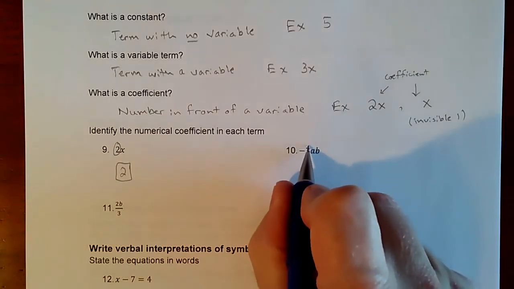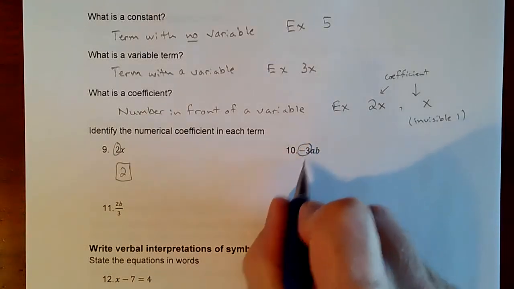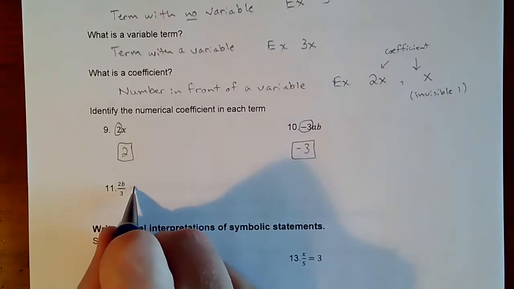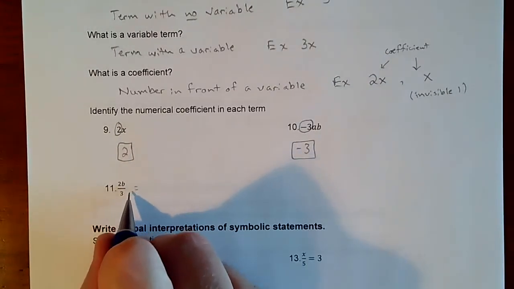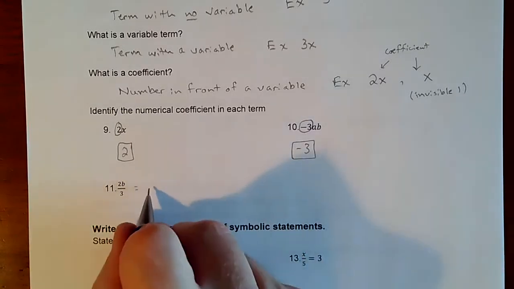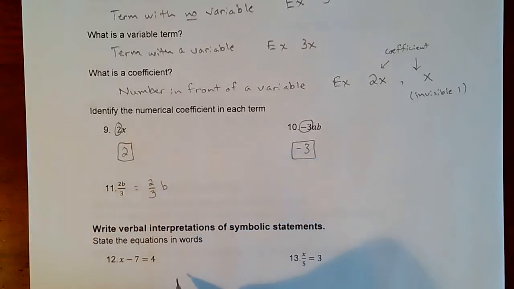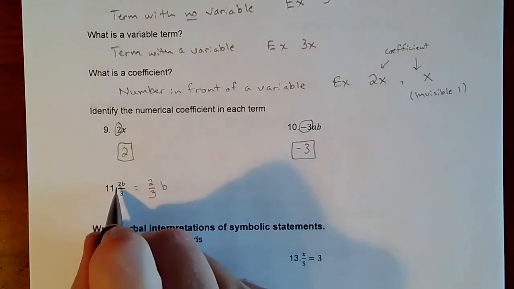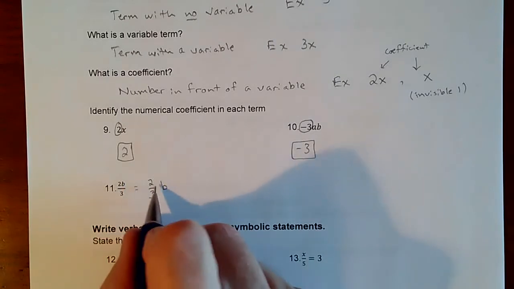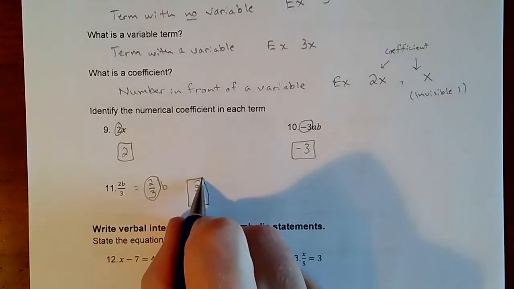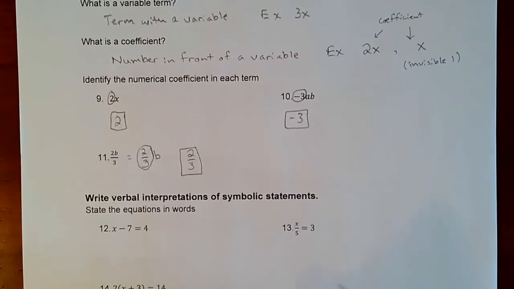And here, the coefficient is the whole thing of -3. And the coefficient here, a better way to probably write this is I would write it as 2/3 b. That's the same thing, because it's 2/3 times b as opposed to 2 times b divided by 3. And that is your coefficient. It just makes it easier to see if you break up the fraction off of the variable.